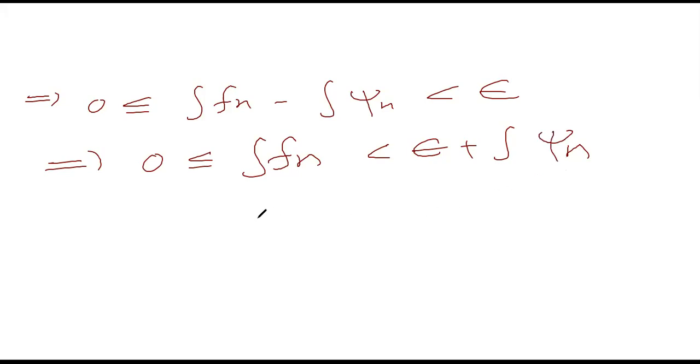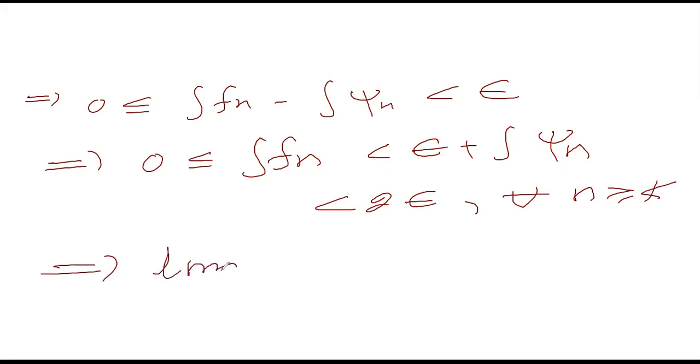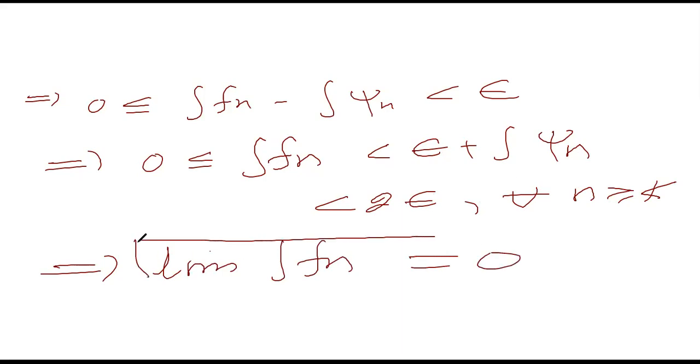So 0 is less than or equal to the integral of fn, which is less than epsilon plus the integral of psi n. But the integral of psi n for n greater than or equal to k is less than epsilon. So this is less than twice epsilon for all n greater than or equal to k, and it's also greater than or equal to 0, which implies the limit of the integral of fn must be equal to 0. So that proves this theorem completely.